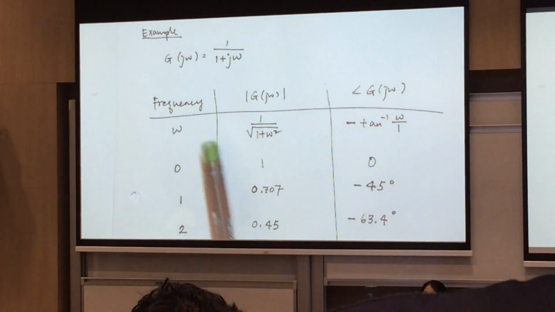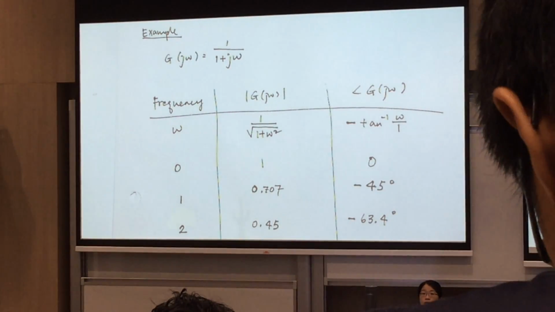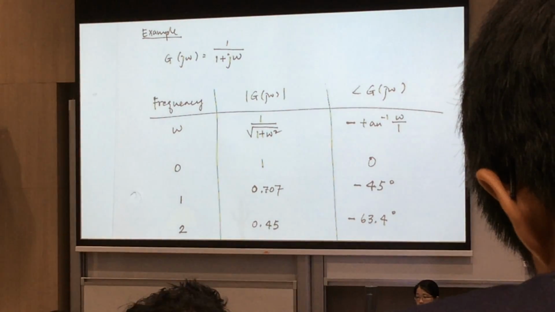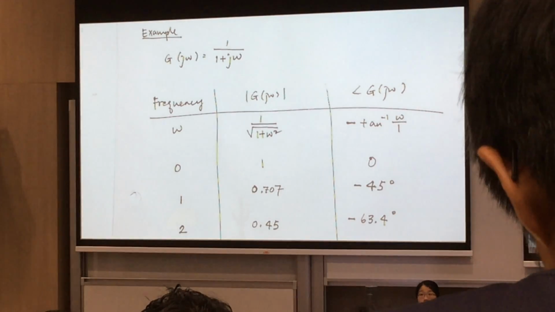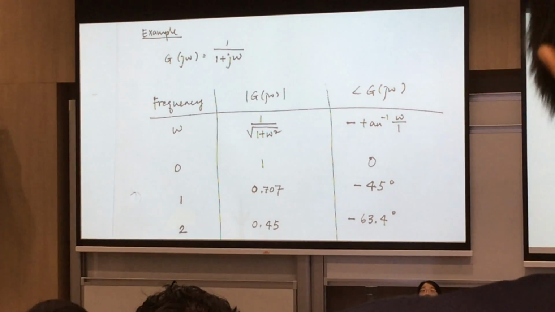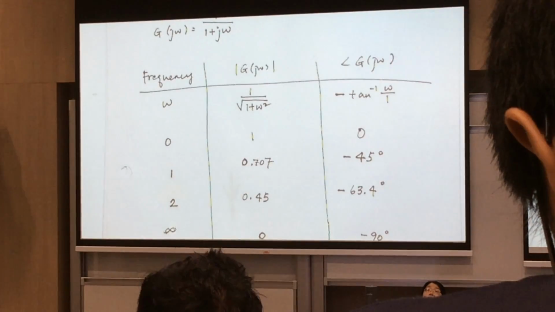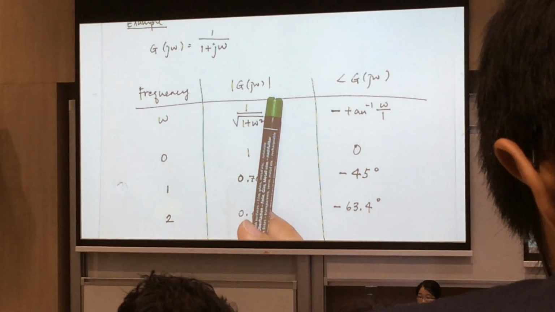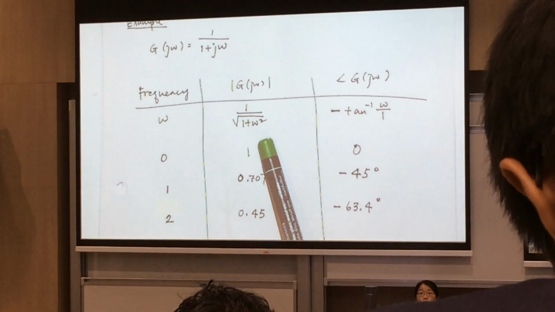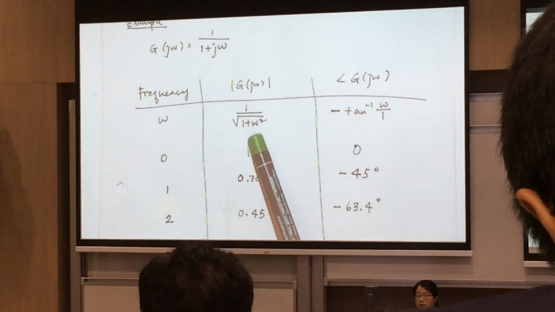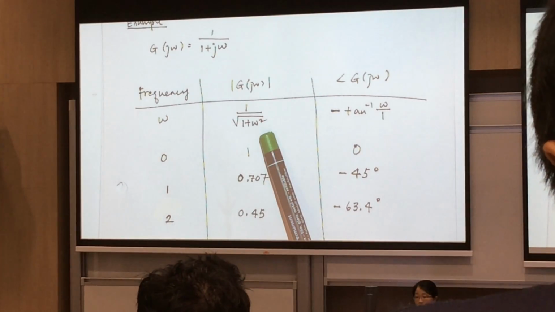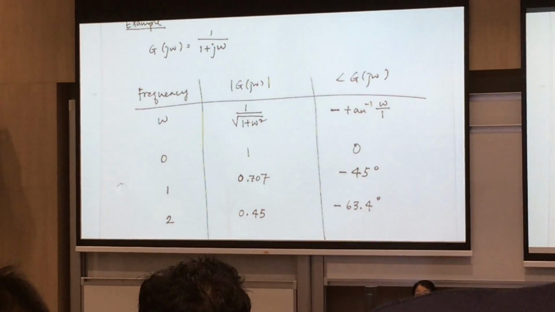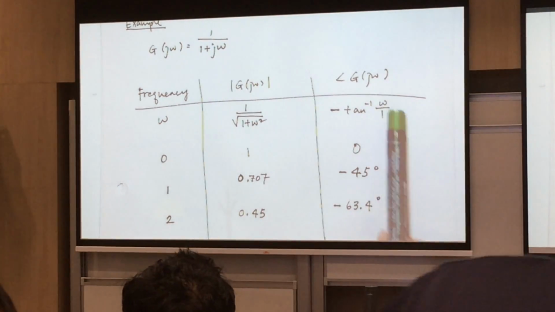Next, we draw a table with 3 columns. First column, frequency. The second column, the magnitude of G(j omega). The third column, the angle of G(j omega). Next, frequency omega, magnitude. From here to here, I hope all of you can tell me that this is 1 over the square root of 1 plus omega squared: real squared plus imaginary squared, square root. For the phase, you do the inverse tangent of the imaginary over the real.